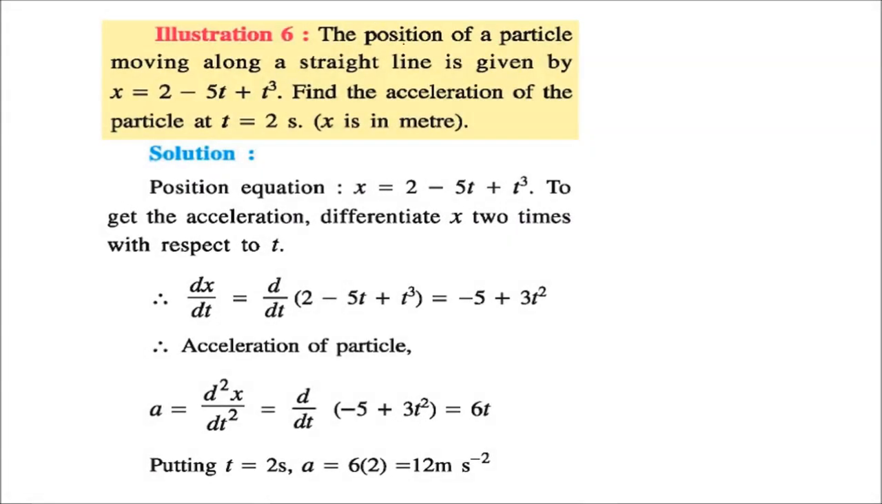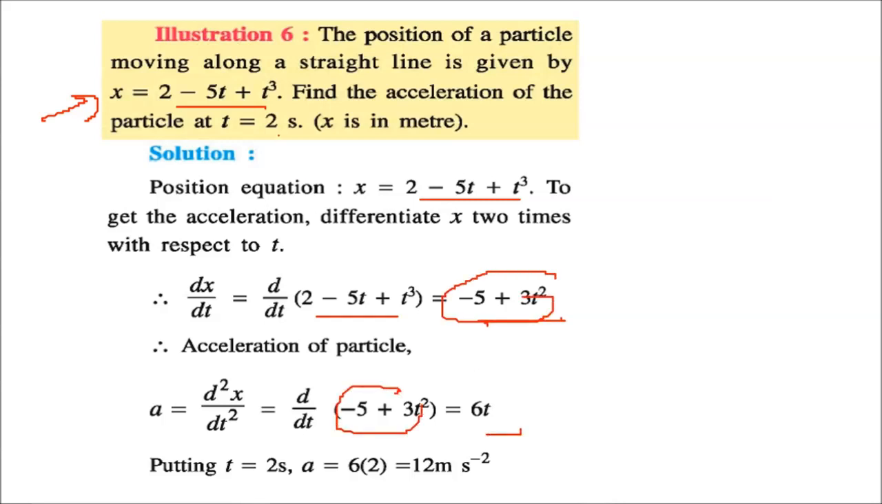The position of a particle moving along a straight line is given by this equation. Now find the acceleration of the particle at t equal to 2. So what you have to do is find dx by dt, then again d2x by dt square, meaning you have to differentiate it twice. Let us take this one and differentiate it one time. I hope you are aware of this differentiation. Again we take this and differentiate it again. You get 6t. We have to find it at t equal to 2. Put t equal to 2, you get 6 into 2, that is 12 meter per second square.